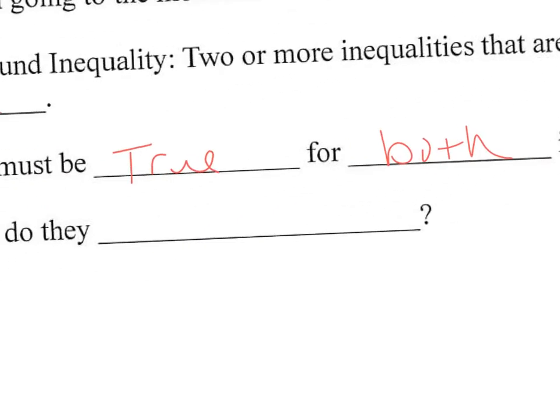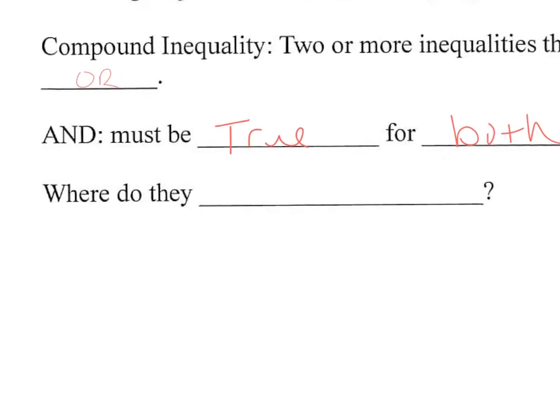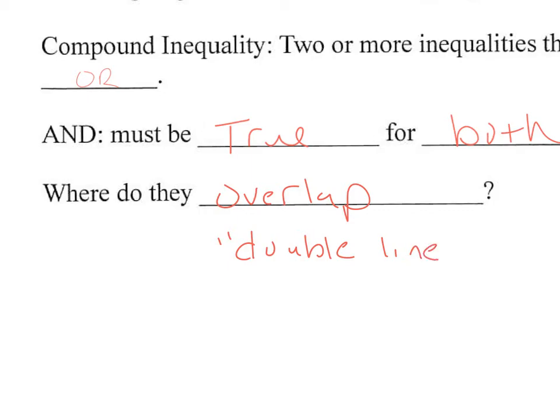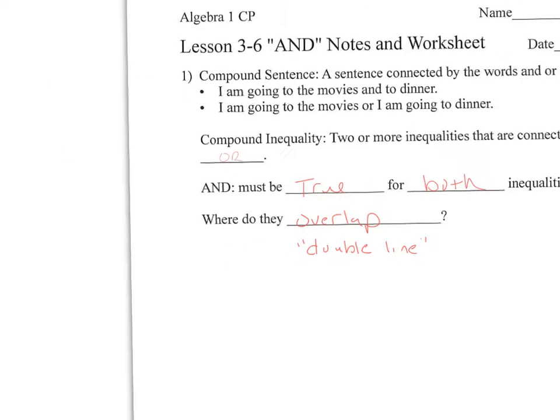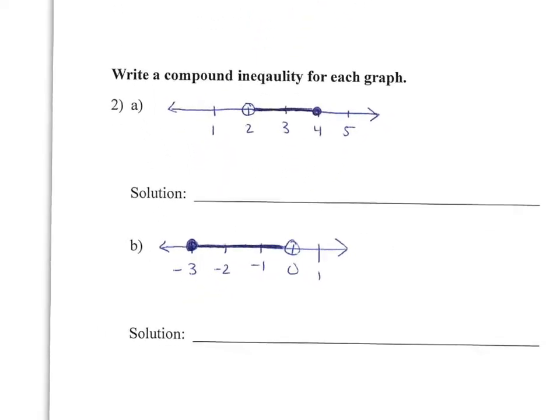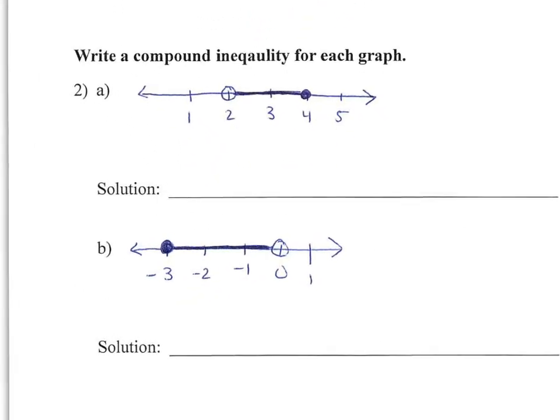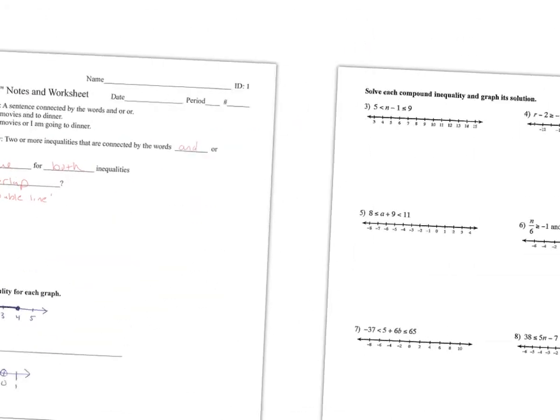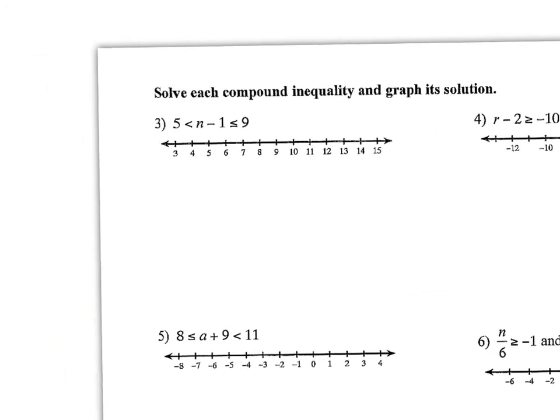Okay, and what we're looking at here when we look at graphs, because we're going to be looking at a lot of graphs, we're looking where do they overlap? Or if you want to think about it, where do we have like a double line? Okay, so overlap, or what we call a double line. All right, so let's first off take a look at what a graph for an and looks like and how we would write our final answer. And then we'll go to the next page and start taking a look at how we solve them.